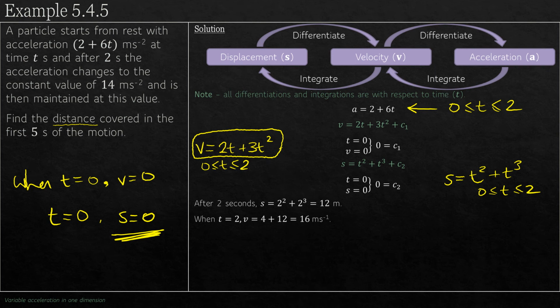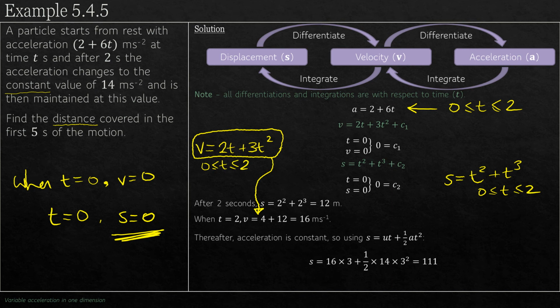I'm now going to work out, when t is 2 and its acceleration changes to be constant, how fast it is moving. So using this formula up here, when t is 2, the velocity is 2 times 2 plus 3 times 2 squared, which is 16 meters per second. The reason I'm doing that is because now the acceleration changes to be constant. So now we can use a SUVAT, and that is what I'm going to do next. So when t is 2 seconds, it's traveling with a speed of 16 meters per second. So that is our u.